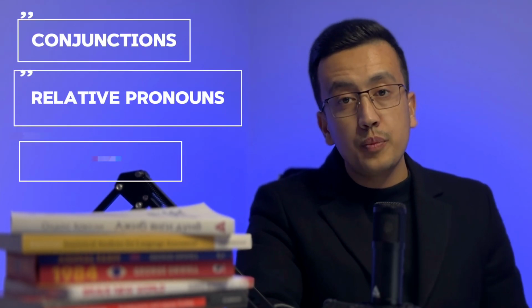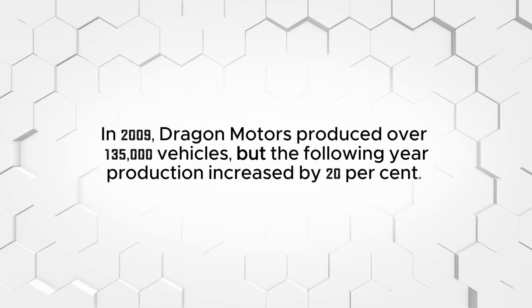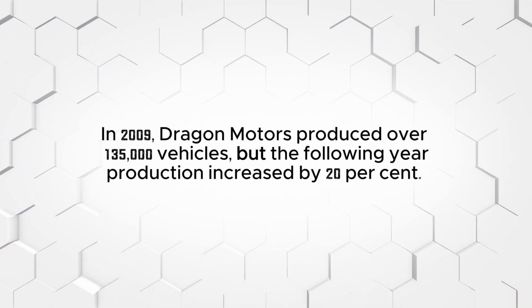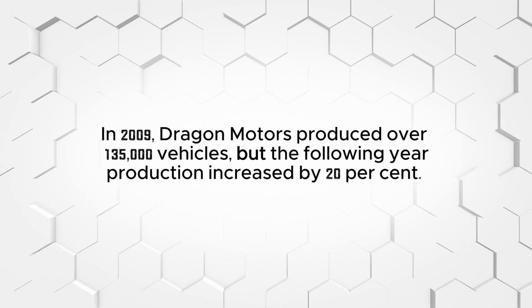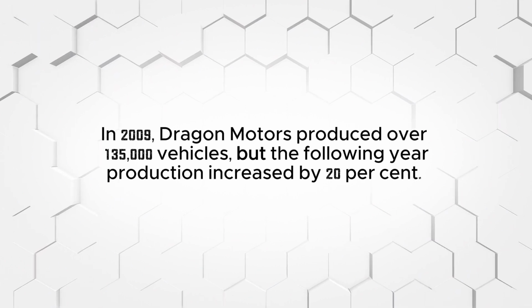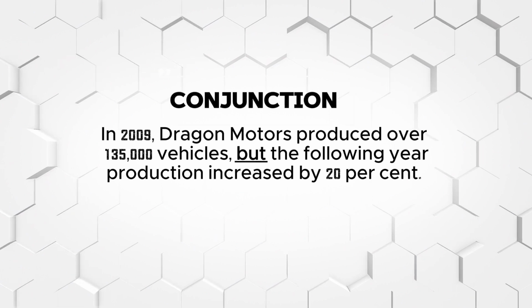Sentences containing two or more clauses use conjunctions, relative pronouns, or punctuation to link them. Look at these more complex examples. In 2009, Dragon Motors produced over 135,000 vehicles, but the following year, production increased by 20%. Here you can see the example of but as a conjunction. Look at the next example.